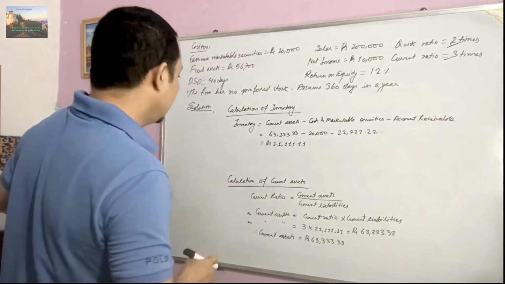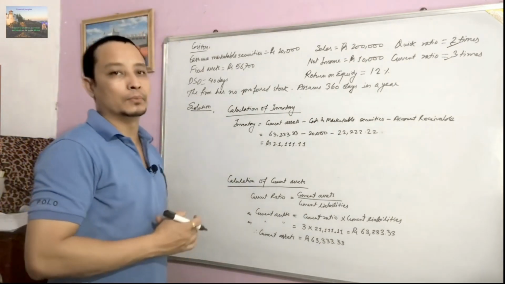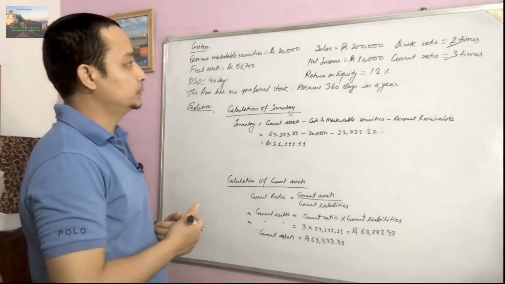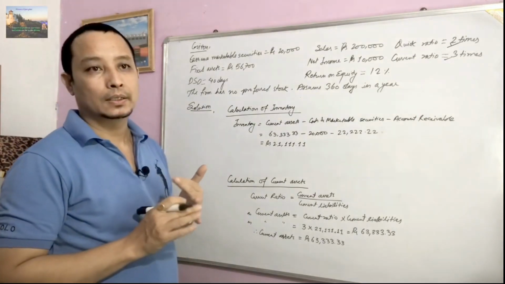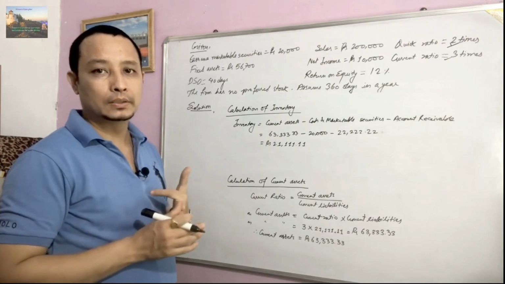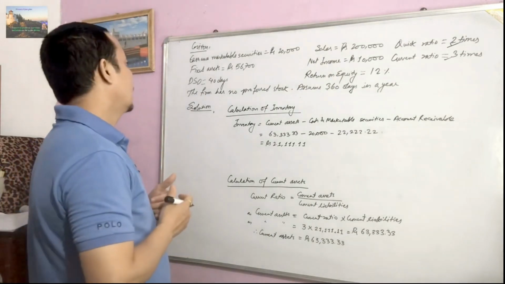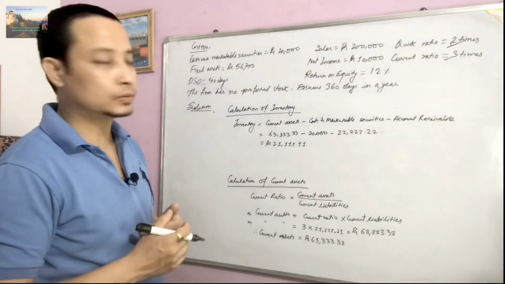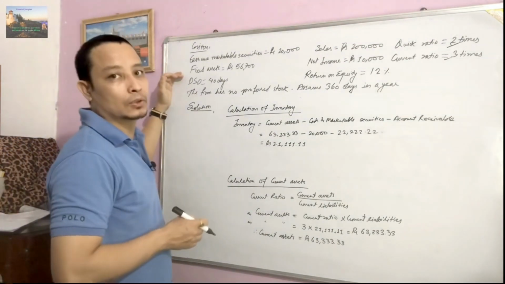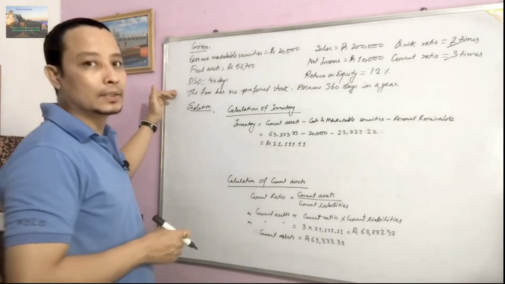So after finding the inventory, now you see in the asset side, most of the items you have already known. You have known cash and marketable securities, account receivable, inventory, and total is your current asset. And then you have to find now total asset. So to find total asset, fixed asset is also given. So the sum of current asset and fixed asset gives the total asset.